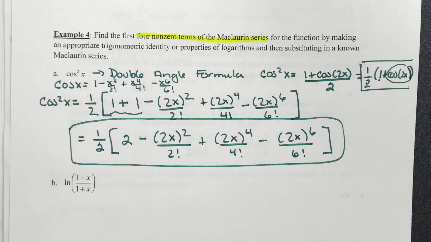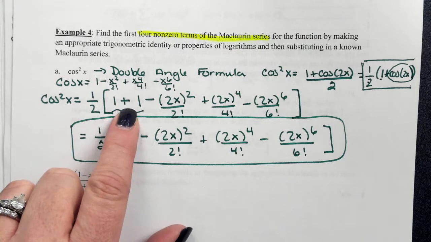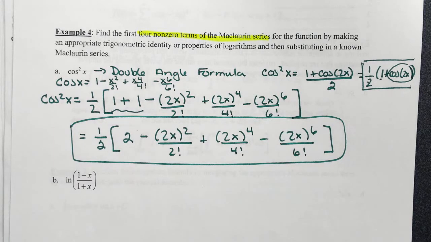All right, so any questions? So you can use those trig identities. You can use your trig identities to also manipulate to come up with a Maclaurin series. So any questions on that particular example? Again, make sure you're always reading the directions. Make sure your answer has the number of terms it's asking for. So that 1 plus 1 is not considered 2 terms because they are like terms. All right, any questions on that?